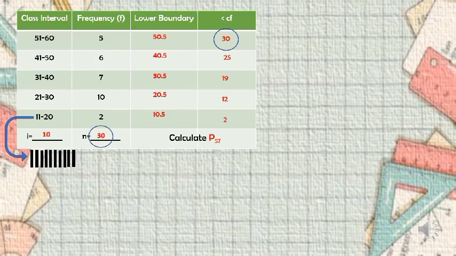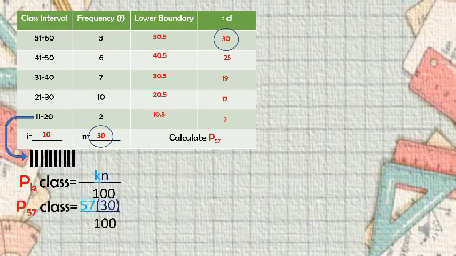So, first step we need to do is to get the percentile class by using this formula. So, k times n all over 100. We will substitute the value of k, which is equal to 57, and the value of n is equal to 30, then over 100. Since we are looking for percentile class, so that will be over 100. We will simplify 57 times 30 and divide the answer by 100. It will be equal to 17.1.